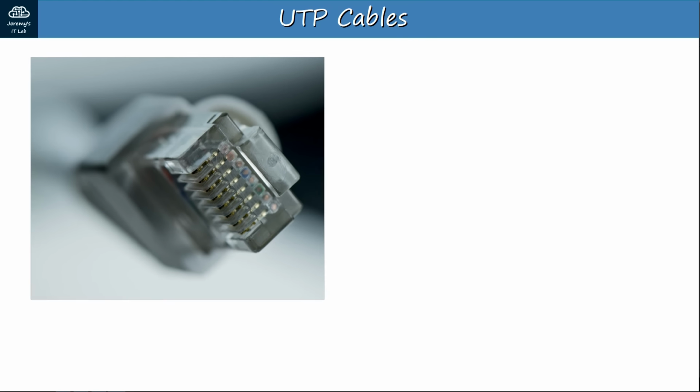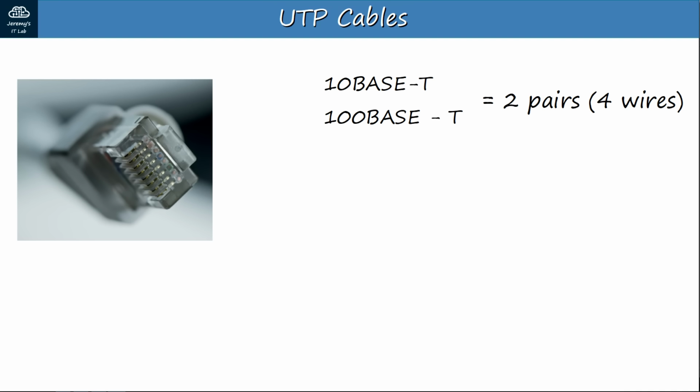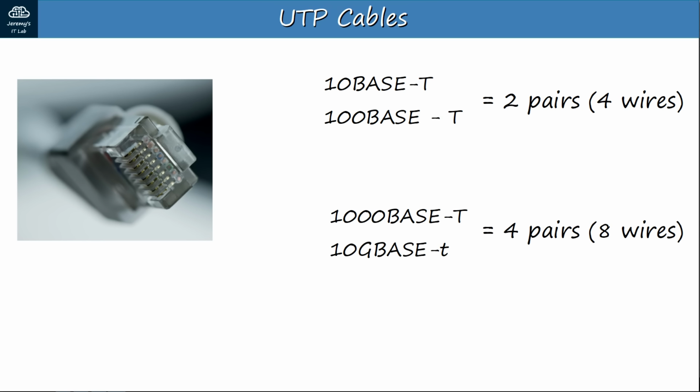However, not all of the Ethernet standards we saw before actually use all 8 wires. 10 base T and 100 base T, also known as Ethernet and Fast Ethernet cables, use 2 pairs or 4 wires. 1000 base T and 10G base T, however, use all 4 pairs or 8 wires. Let's focus on the first 2 for now, 10 base T and 100 base T.